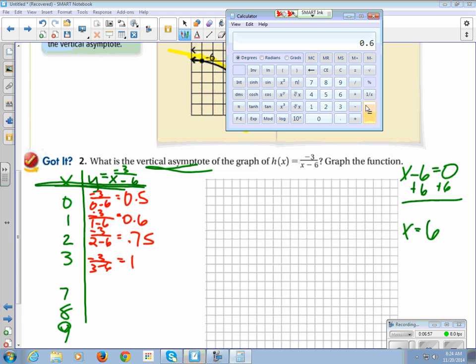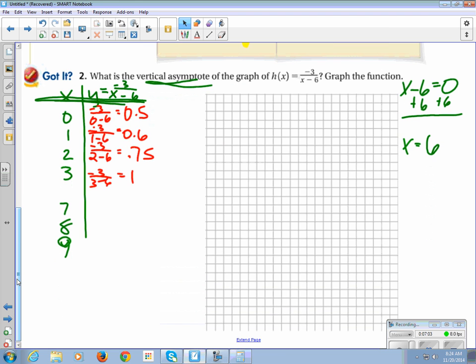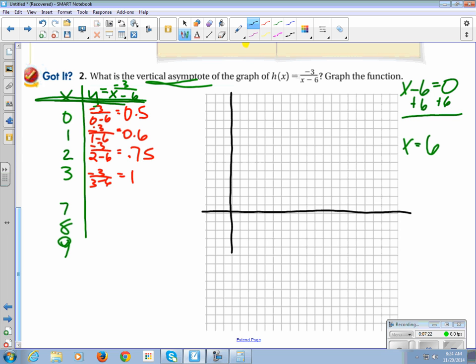So if I am graphing these, let's graph these points so we can see where our behavior is. On this graph, if you look, my x values are kind of positive here. So I'm going to start my x-axis more here.